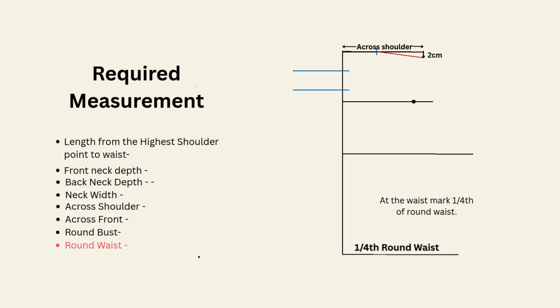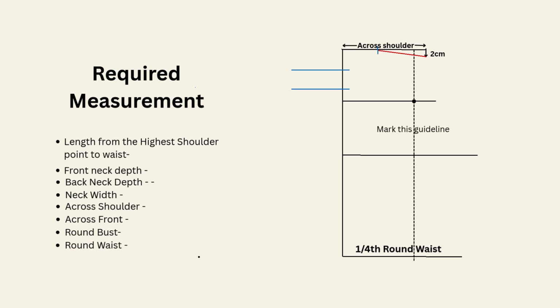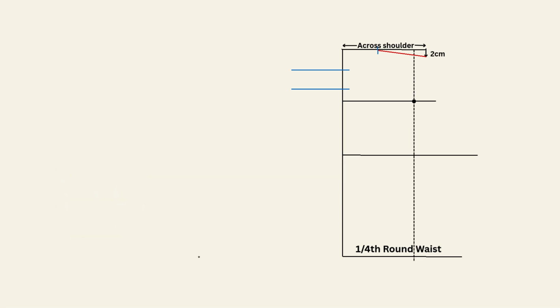At the waist level, make a perpendicular line equal to a quarter of the round waist measurement. Mark a guideline as shown. At the bust level line where the guideline crosses, make a line at a 45-degree angle of 1.5 inch length.